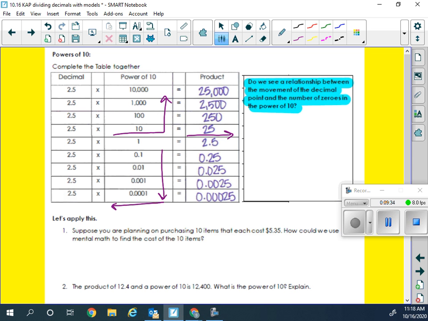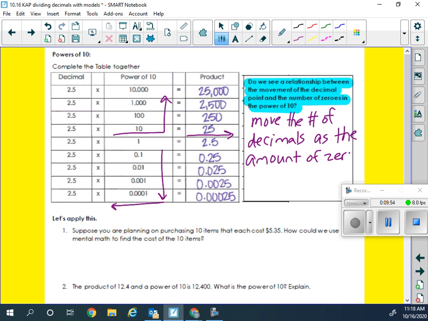So what we want to write down here is we want to move the number of decimal places as the amount of zeros in the power of 10. So, for example, when we had 2.5 times 100, there were 2 zeros, so therefore we're going to move our decimal place 2 places, which would be 250.